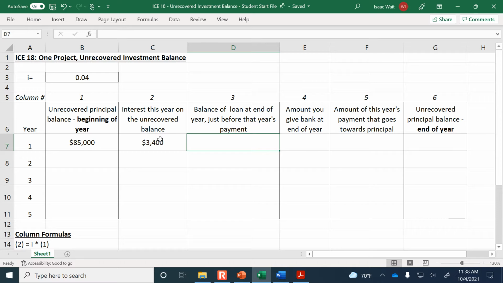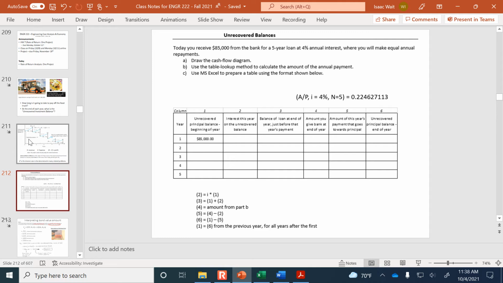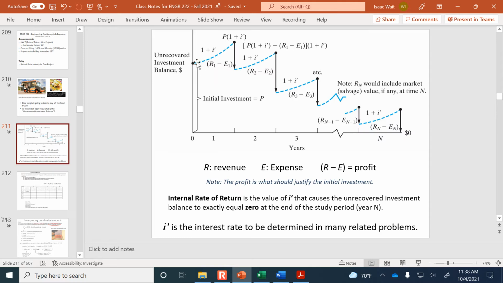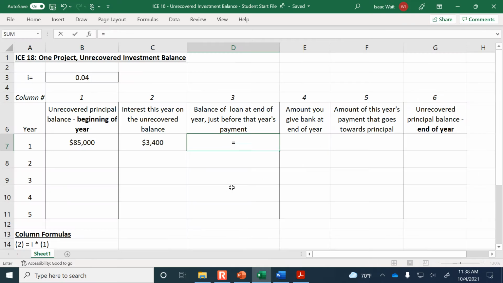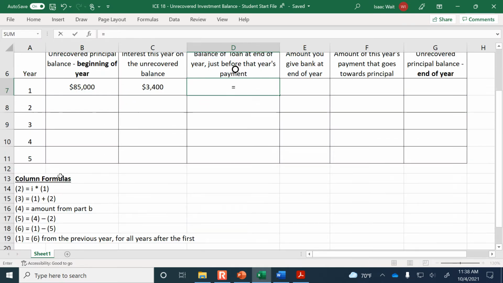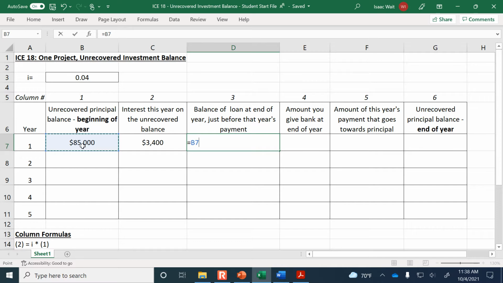So at the end of the year, we have the $85,000 that we haven't recovered and also the interest that accumulated. So it's kind of like this figure here. We started at $85,000. The effect of the interest takes us up to what? It takes us up to the sum of these two. So it says 1 plus 2. So column 1 amount plus column 2 amount. All right. And then you give the bank $19,093.30.